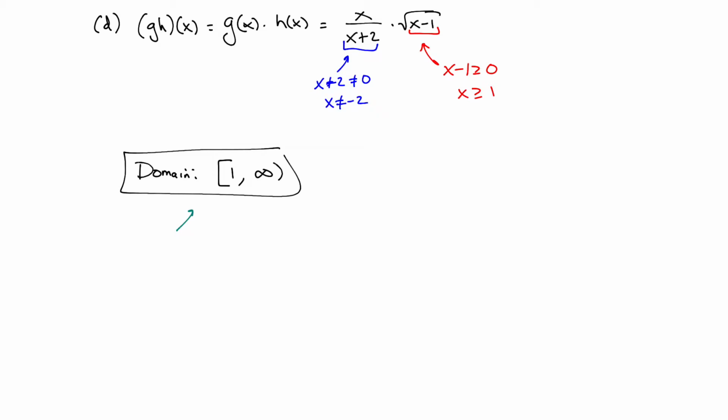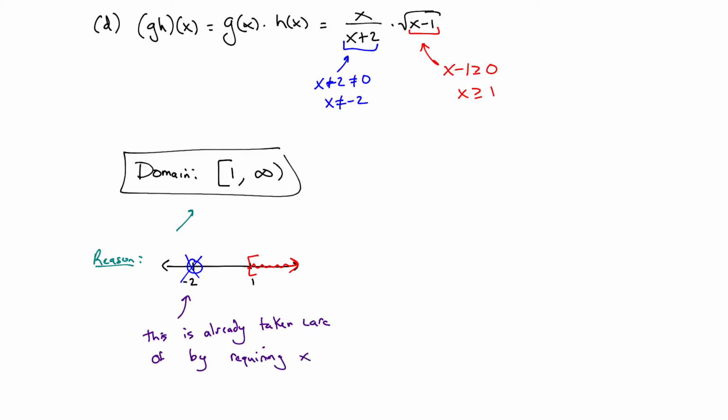Now why? Let's look at a number line. Here's -2, here's 1. Now, the blue tells us that we have to remove this point, and the red tells us that we need to be greater than or equal to 1. So the thing is that x equals -2 is already taken care of by requiring x to be greater than or equal to 1. Since from the second part in the red, we need x to be greater than or equal to 1, it will never equal -2. So we don't even need to include this. If you want to sound really pompous, you can say that it is vacuously satisfied. So this condition that x can't equal -2 is vacuously satisfied by the fact that x has to be greater than or equal to 1.